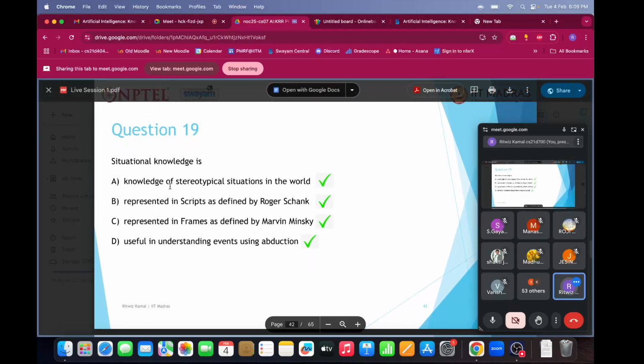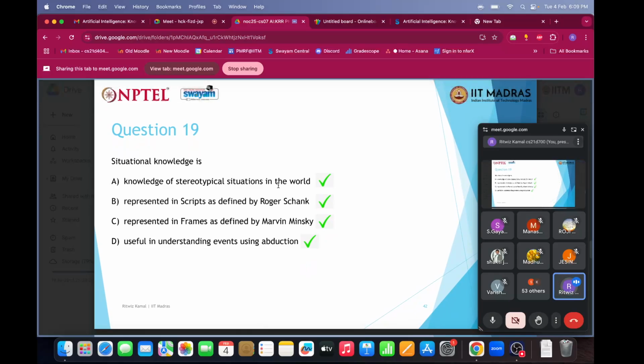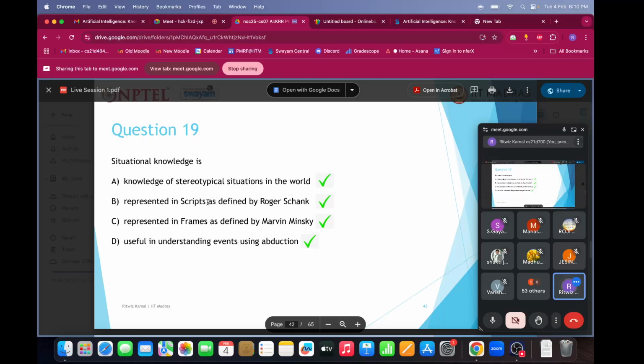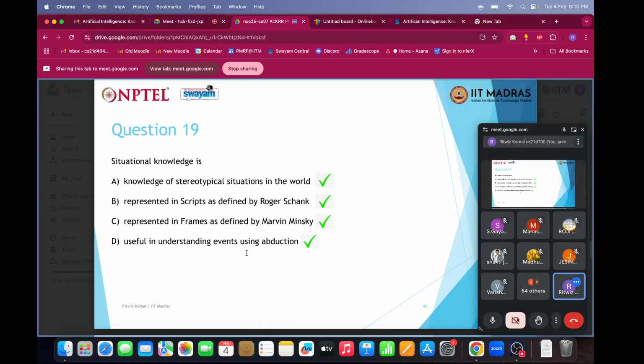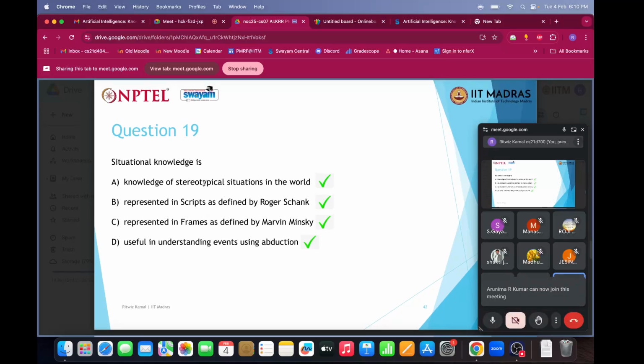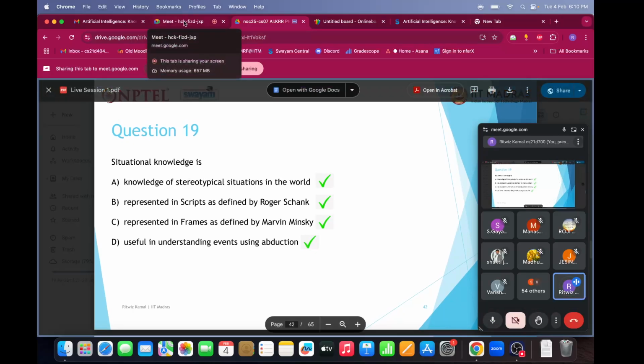Okay, so situational knowledge is knowledge of stereotypical or typical situations in the world. It can be represented in scripts as defined by Roger Schank. It can be represented in frames as defined by Marvin Minsky, and it is also useful in understanding events using abduction. Again, we won't be talking much about situational knowledge later in the course, but it's good to have this awareness of the different types of knowledge that we have. This is also a recall based question, so nothing much to do here other than just remembering that there is a concept called situational knowledge. We might revisit frames and scripts sometime later in the course in one of the weeks, but that's about it.